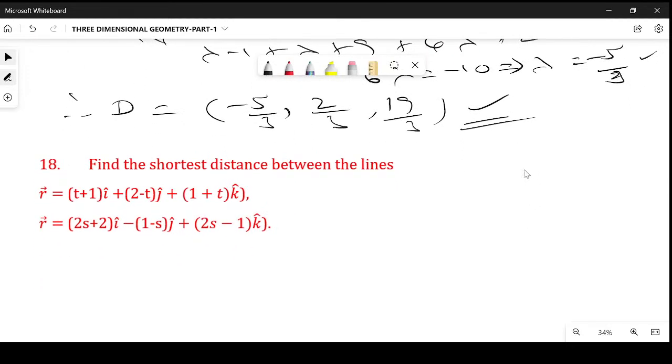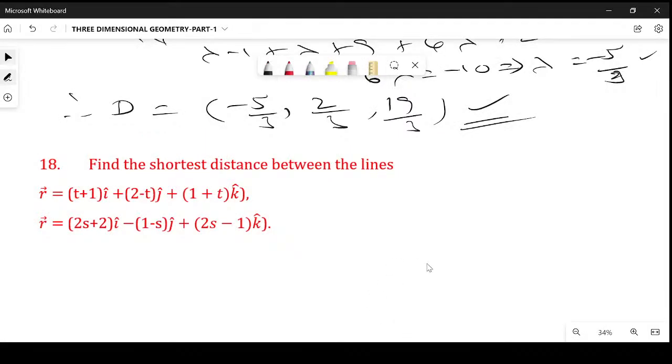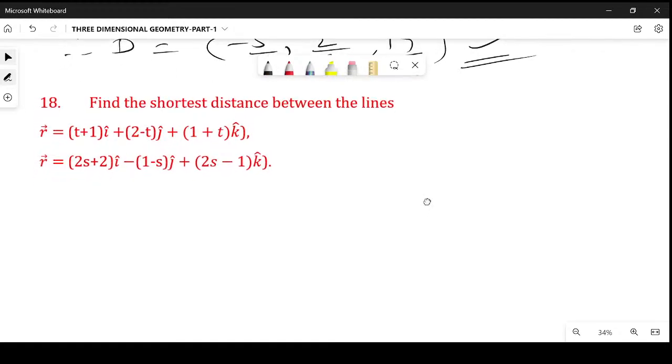But the last problem. With this I am going to complete the session. This is the last problem now. Today's session I am going to complete. This will be the last problem. See now how to find that. Find the shortest distance between the lines. They are asking the shortest distance between the lines.